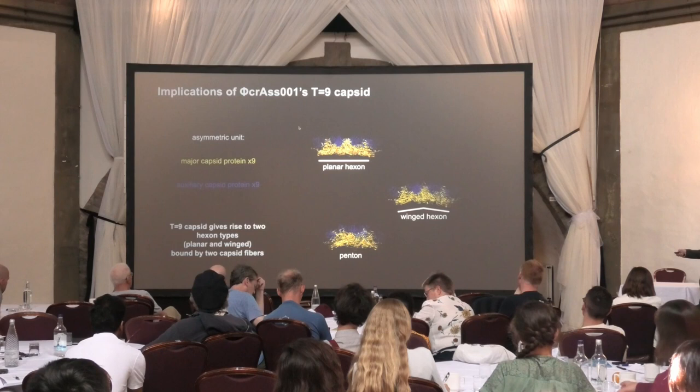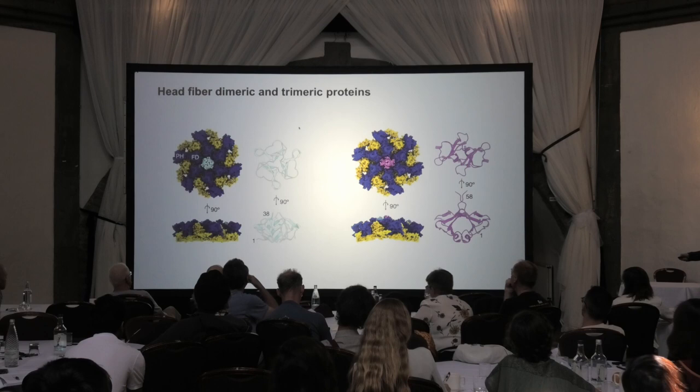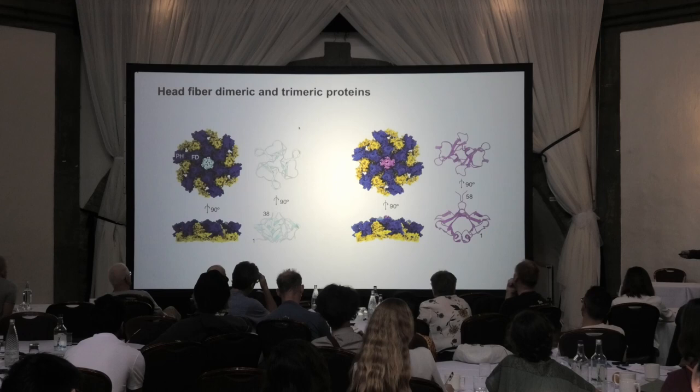It's a slightly more visible view. So 6 copies of the major capsid protein and 6 copies of the auxiliary protein, bound in the center by either the trimer or the dimer.